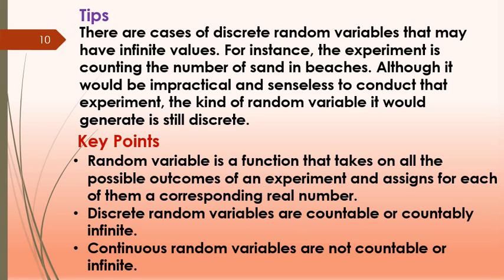Key points. A random variable is a function that takes on all the possible outcomes of an experiment and assigns for each of them a corresponding real number. Discrete random variables are countable and countably infinite, while continuous random variables are not countable or infinite.